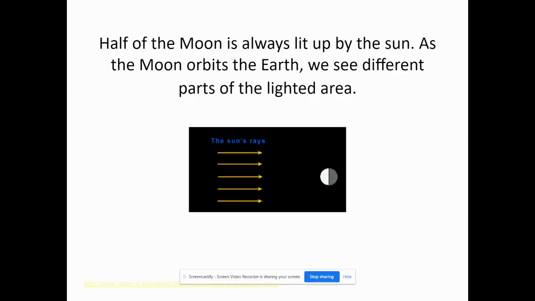So no matter when you're looking at the moon, half of the moon is always going to be lit up by the sun. So we have half of the moon that we call the light side of the moon, or the day side, and the other side is called the dark side. Since the moon is a sphere in the sky, half of it is always going to be lit up, just like half the earth is. But depending on where the moon is in its path around the earth, we're going to see different parts of that lit up area at different parts of the month.